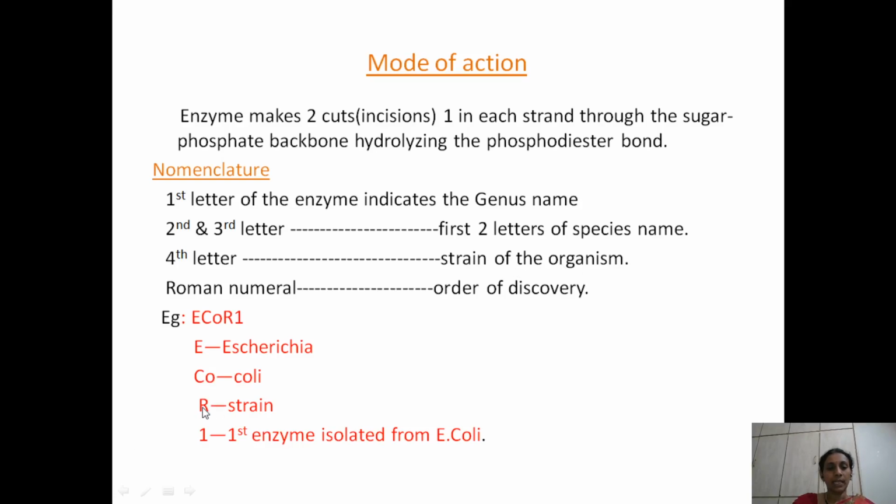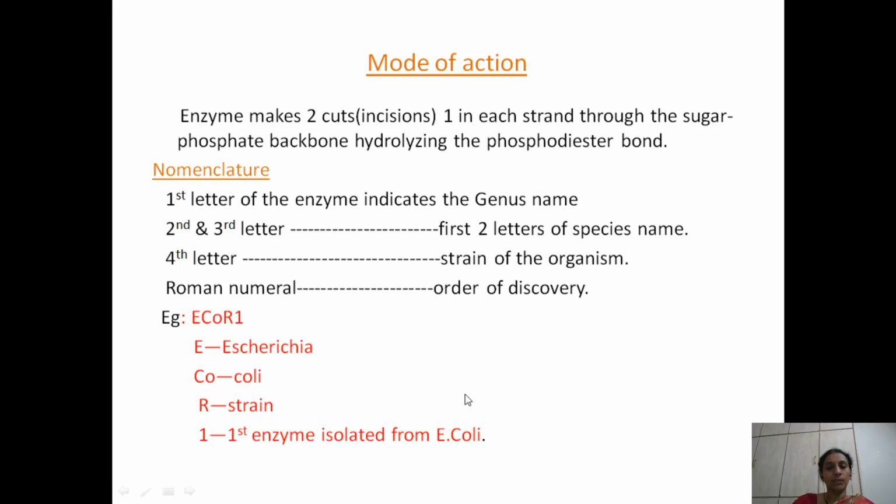So here capital R represents the strain of E. coli. And the last one is a Roman numeral which depicts the order of discovery. So Roman numeral 1 means this is the first enzyme that is isolated from E. coli. If there is 3, then it will be the third enzyme that is extracted from E. coli.